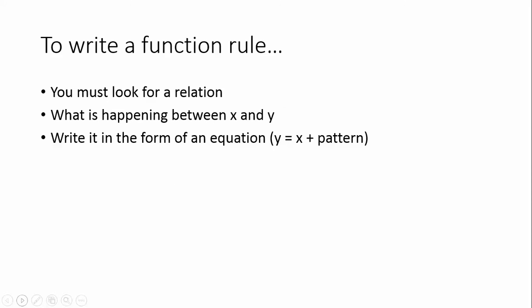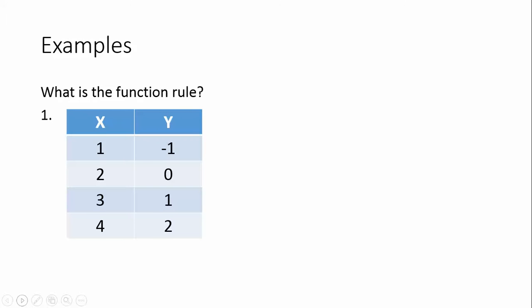So to write a function rule, the first thing you need to do is make sure that you're looking for a relation, essentially what's happening between x and y. And we write it in the form of a pattern, or we write it in the form of an equation using that pattern or that relation. So for example, we'll have y equals x plus the pattern. It could be subtracting the pattern, it could be multiplication by the pattern, but some relationship between x and y. So we'll start with some simple task, just looking at a chart and trying to write the function rule.